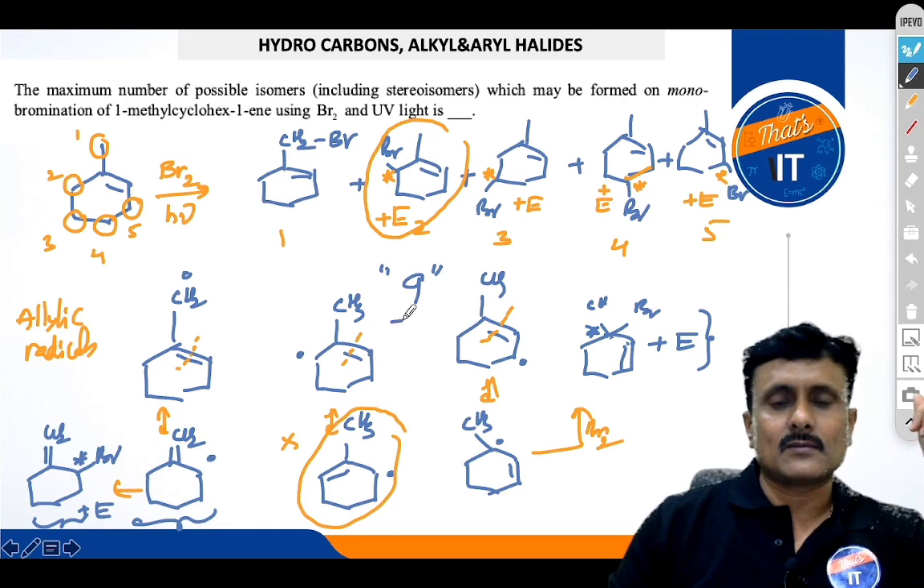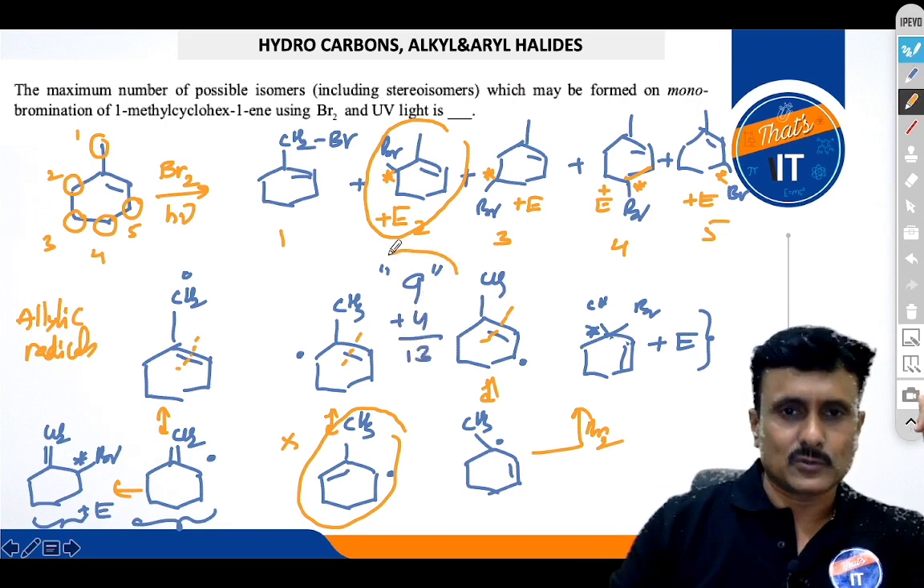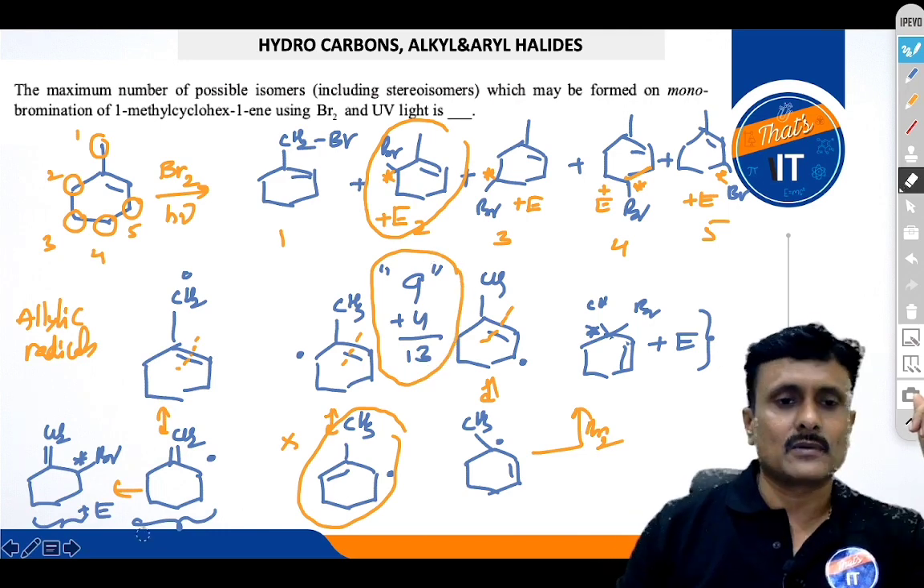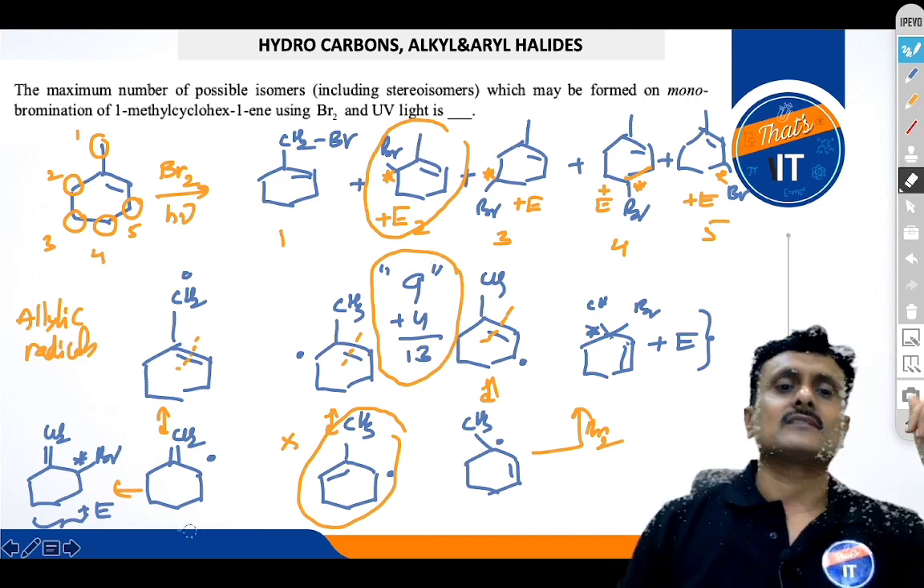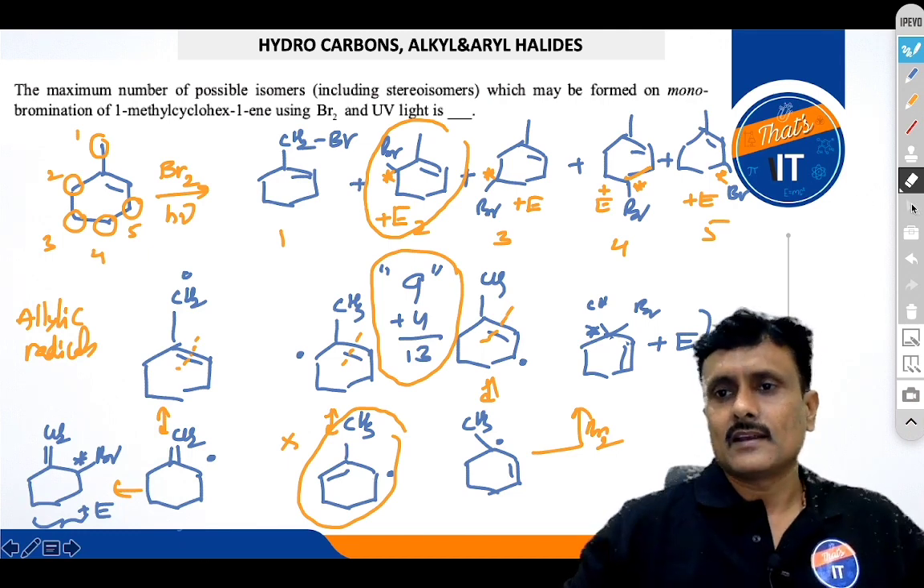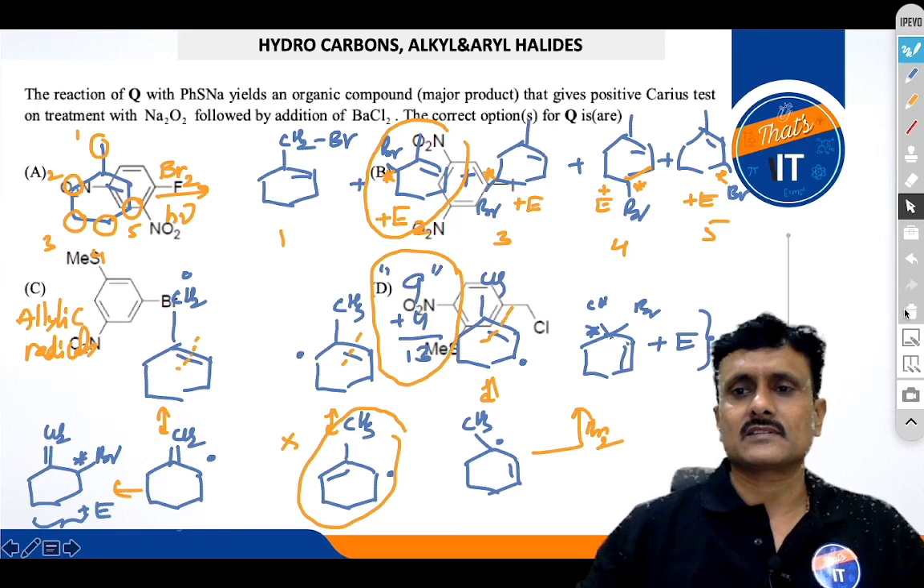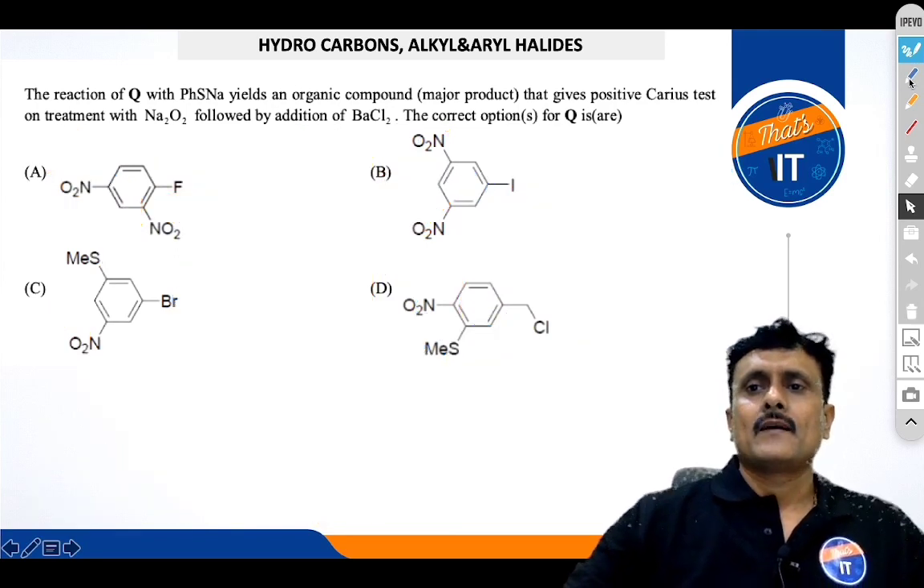That means the total number of isomers obtained during this reaction is actually how many? 13 is the right answer for this question. Lengthy but interesting. You have to write all possible structures, isn't it? Let's see the next question.